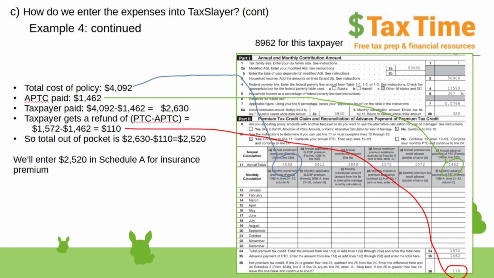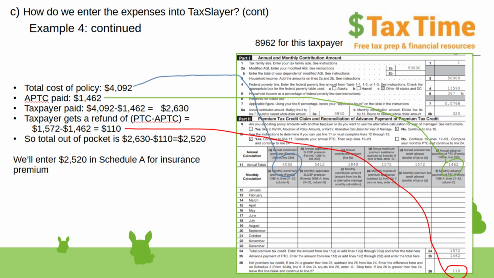Now, when things are reconciled with the 8962, it shows that the taxpayer actually gets a little bit of money back because the premium tax credit that he was owed is bigger than the amount of advanced premium tax credit he got by $110. So even though he paid $2,630 throughout the year for his policy, he got $110 back. So his total out of pocket is actually $2,520. And we're going to use $2,520 in Schedule A for the amount of the insurance premium.